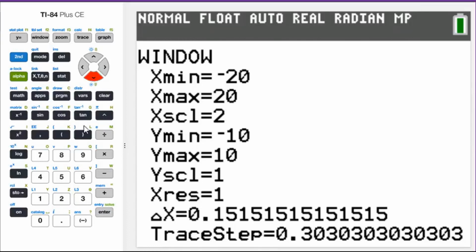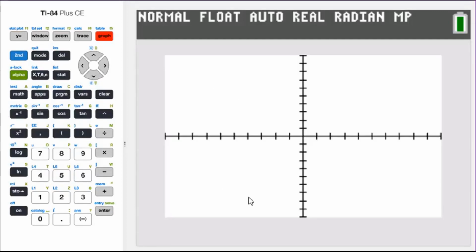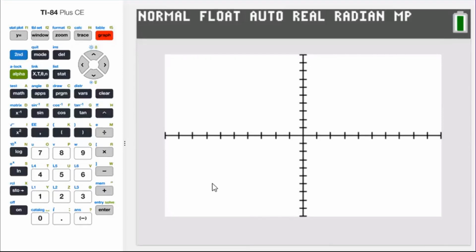For the Y minimum, I can do -50. The maximum is 50. Then your scale will be 5. After you press graph, look at this coordinate plane. For the x-axis, each unit stands for 2. For the y-axis, each unit stands for 5.